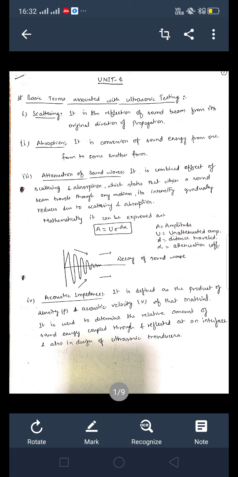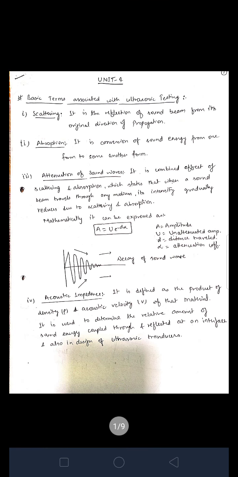Okay, so let's start unit number 4, which is related to non-destructive testing. The first topic under unit number 4 is ultrasonic testing and the basic terms associated with ultrasonic testing.